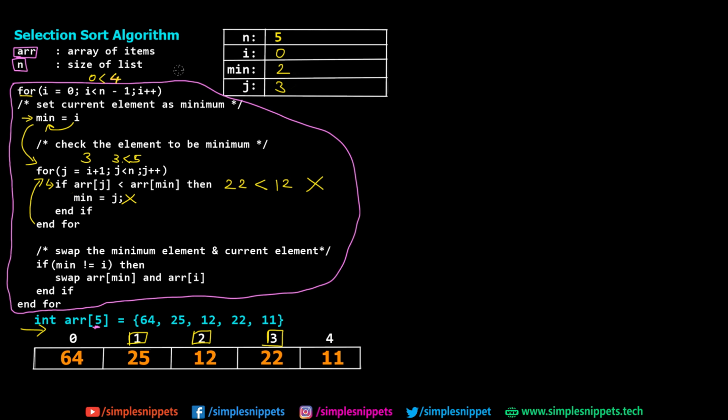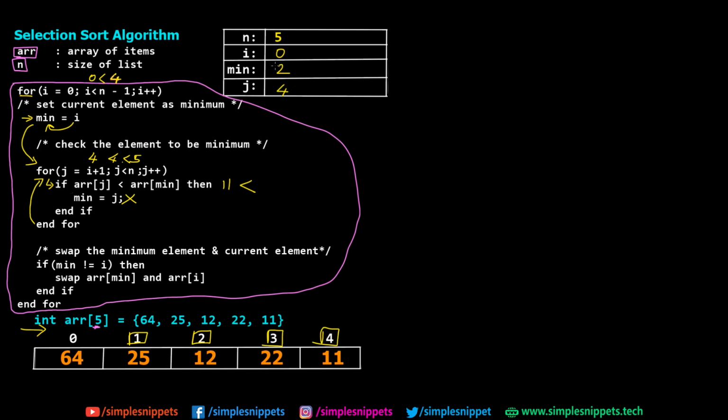Again j is plus plus. So j now becomes 4. Is 4 less than 5? Yes. So we go inside the for loop. Again a comparison is happening, and this time we are comparing ARR of 4. What is ARR of 4? 11. Is ARR of j, which is ARR of 4, less than ARR of min?